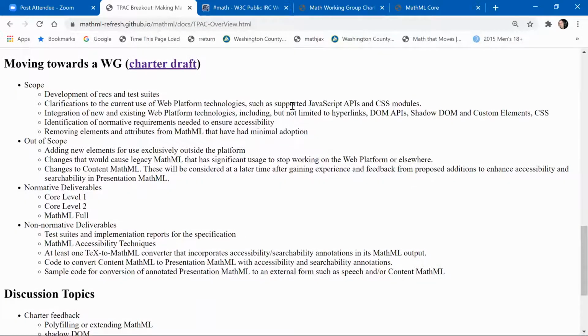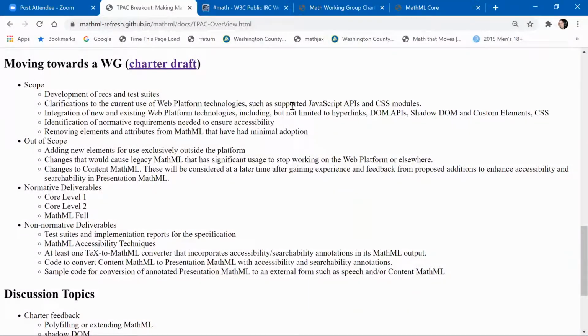It's actually quite good now, better than display, but it's all kind of ad hoc at the moment. And so we want to try and push that forward and make it official. And we're also looking at removing some elements and attributes from MathML that really have had minimal adoption and usage.